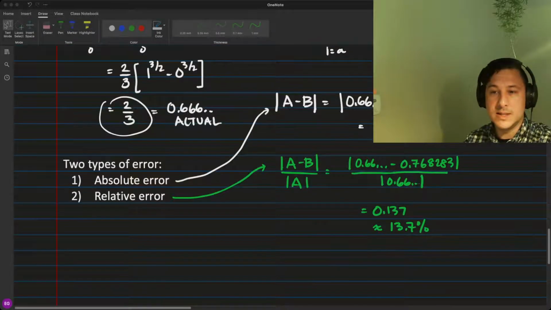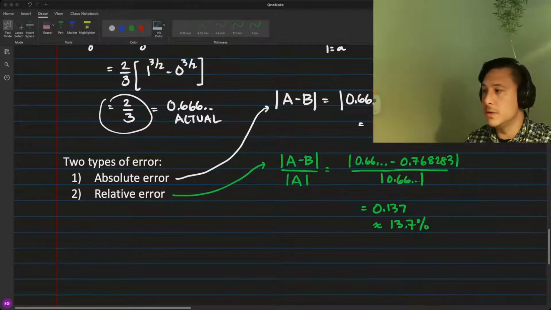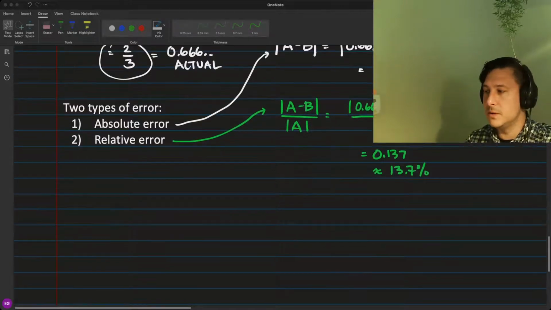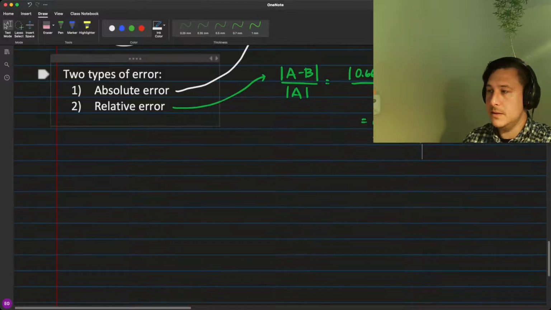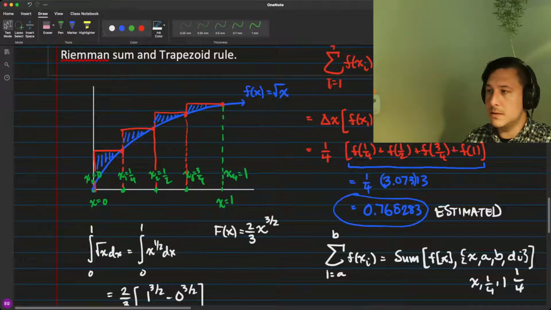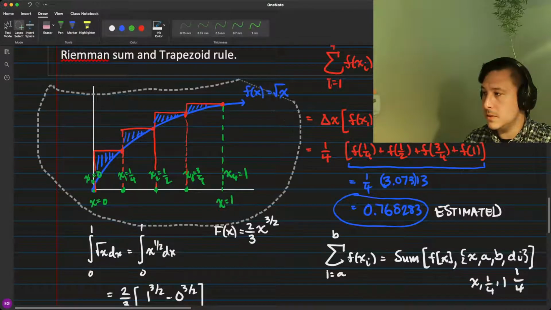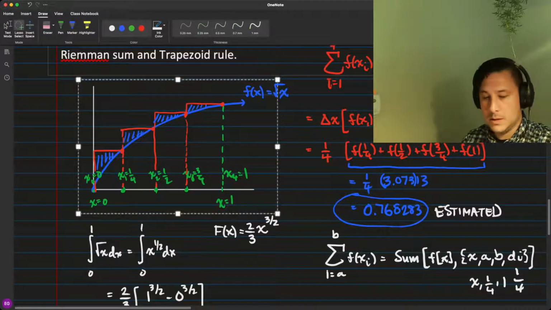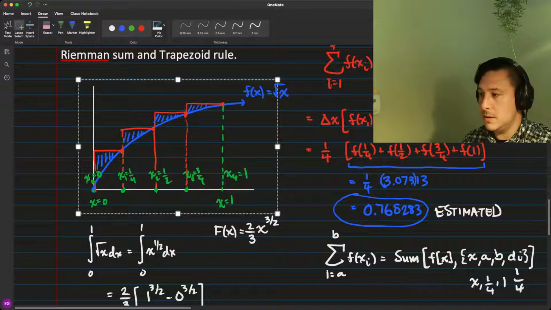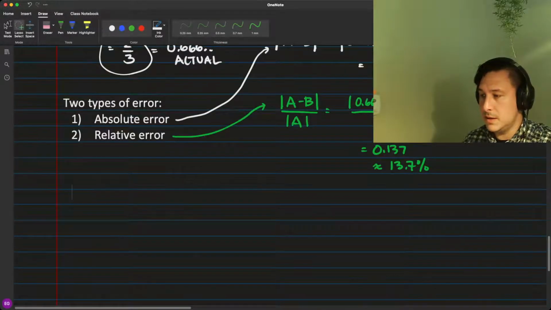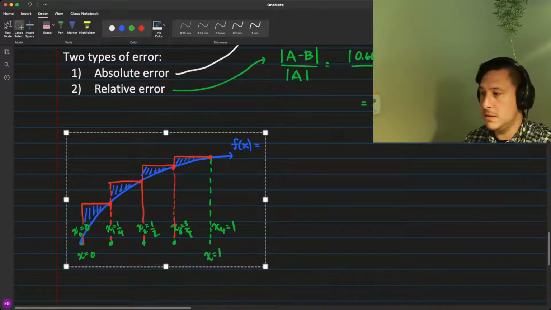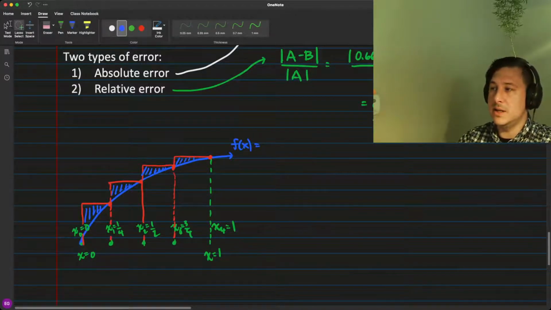Okay, so now we're going to do the same thing again, but now with Simpson's rule. Or not Simpson's rule, the trapezoid rule. So let's copy this. Let's paste it down here. Oh my god, this is so much easier. I can just redraw the thing. I love this.